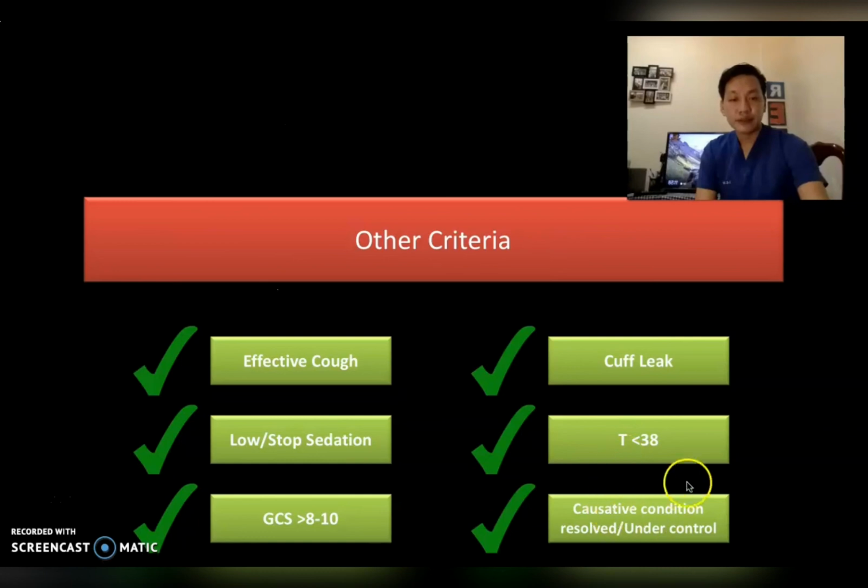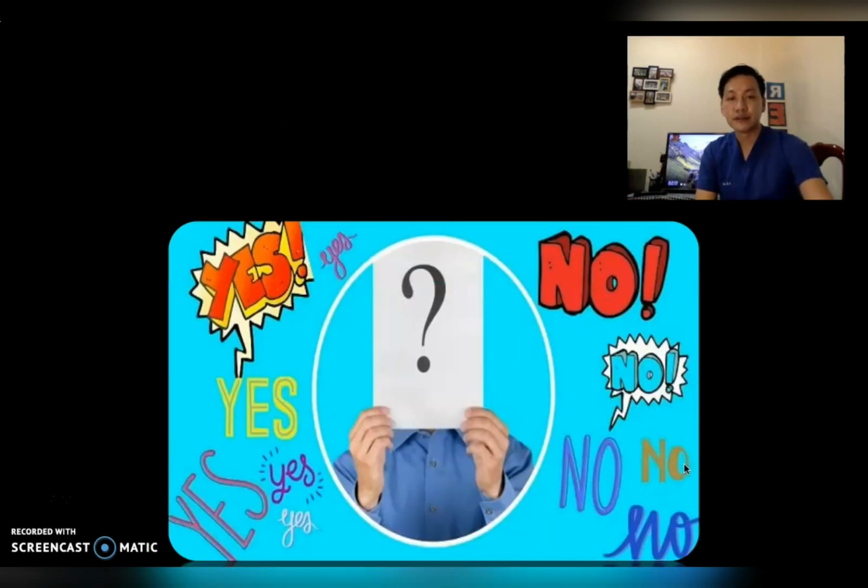And then the last one is the causative condition resolved or under control. This one will answer why the patient was intubated. If the reason why the patient was intubated is already resolved or already under control, maybe we can consider the patient to be extubated.